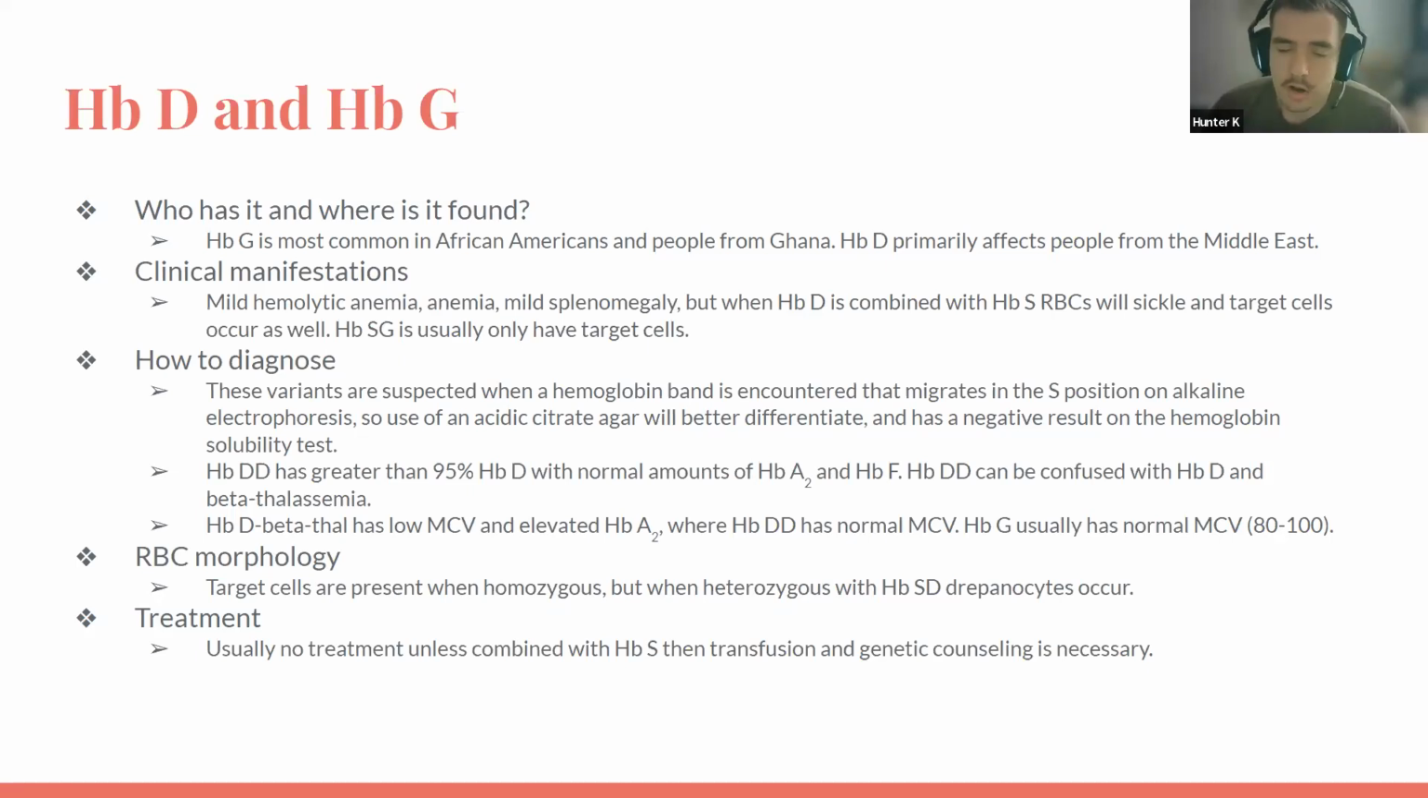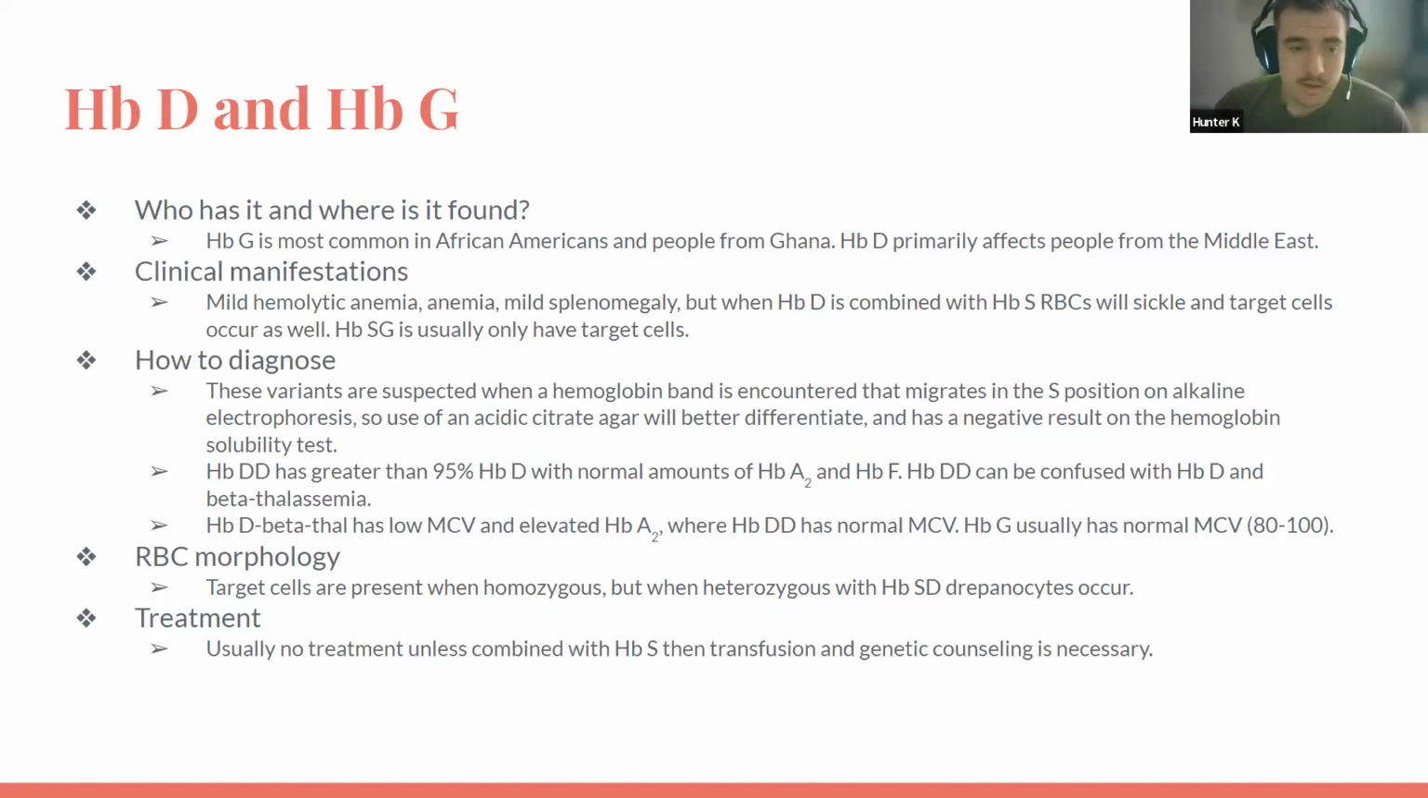Those are some of the other common hemoglobin types. HbG is generally found in African Americans and people from Ghana. HbD, however, primarily affects those from the Middle East. HbD and HbG don't sickle. They produce a negative hemoglobin solubility test. On alkaline electrophoresis, HbD and HbG have the same motility as HbS.